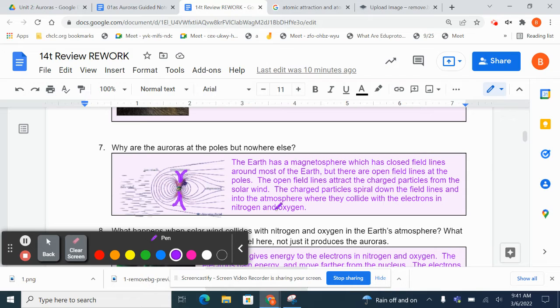And it's here where the open field lines attract the charged particles. And of course, we know our little charged particles spiral down these field lines and into the atmosphere where they collide with the electrons in nitrogen and oxygen and create the auroras.